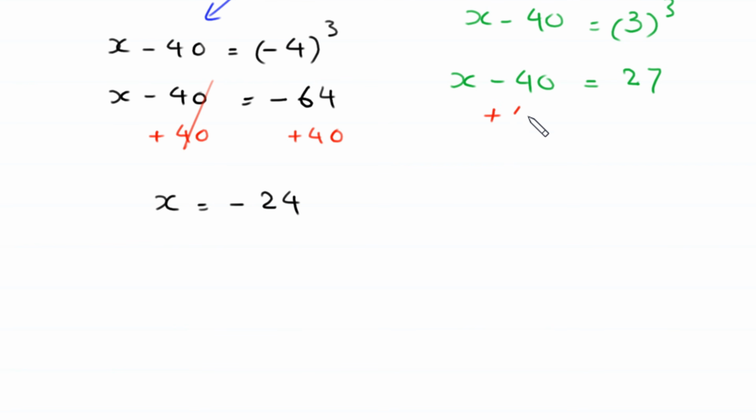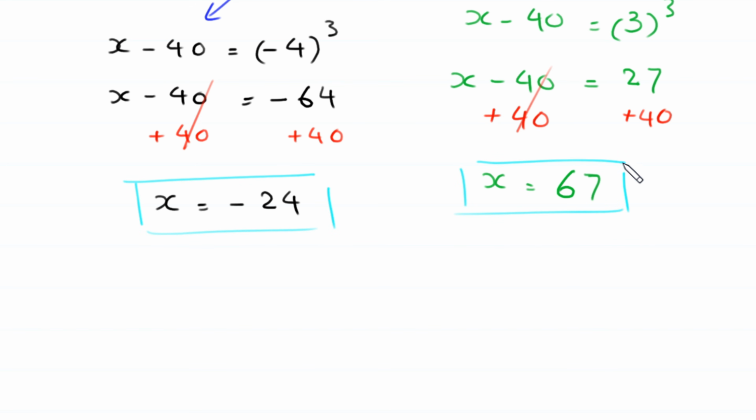Now we add 40 to both sides. So this gets cancelled, and we get the value of x is equal to 27 plus 40, which will become 67. So we have two values of x, negative 24 and 67. Now let's verify these values in the original equation.